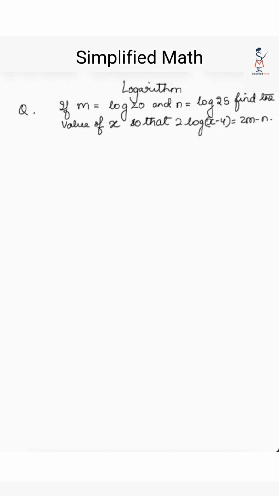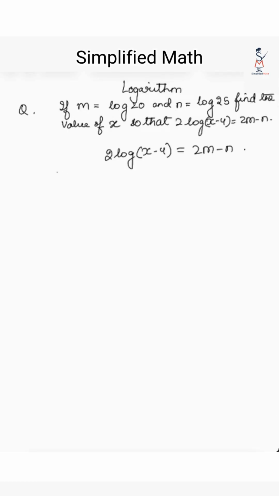Hi, we are doing logarithm. The question is: if m is equal to log 20 and n is log 25, find the value of x such that 2 log (x minus 4) is 2m minus n. So what is given to us? It is given 2 log (x minus 4) is equal to 2m minus n.